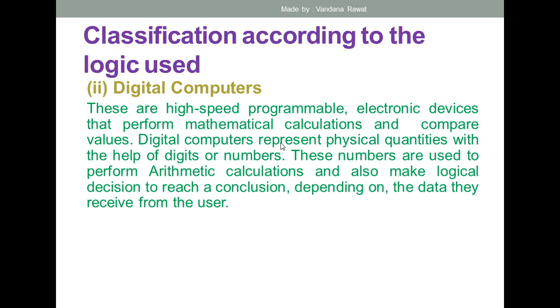That means digital computers represent physical quantities with the help of digits or numbers, because you are saying digital. That means these types of computers work on digits or numbers. These numbers are used to perform arithmetic calculations, and you can also make logical decisions with the help of these computers to reach a conclusion or to finally produce the output depending upon the data the computer is receiving from the user. So with the help of a digital computer, we can perform different tasks.